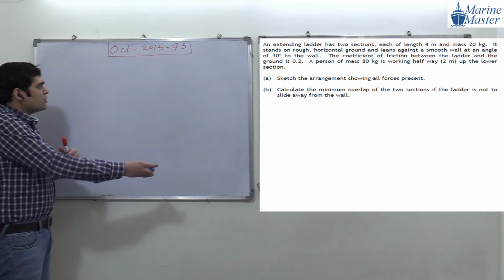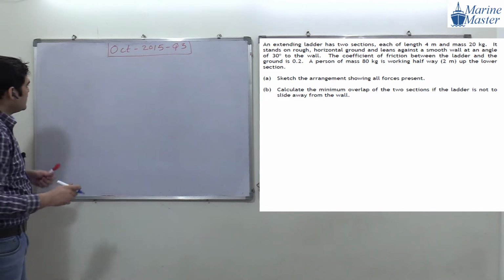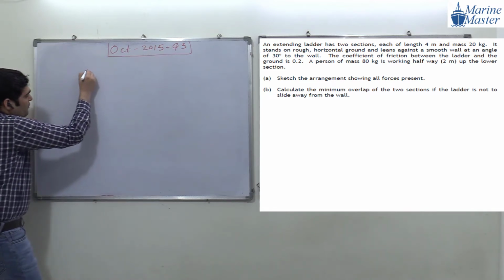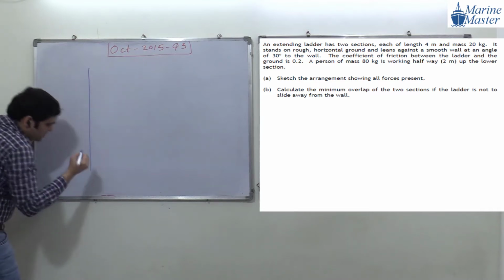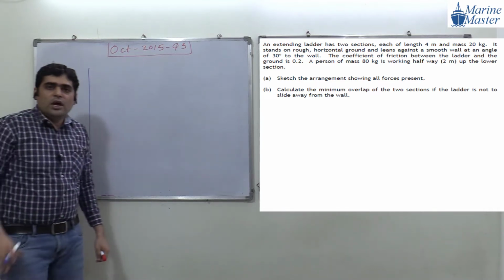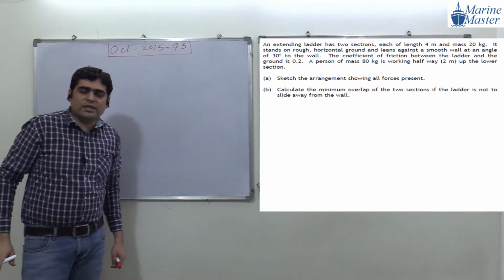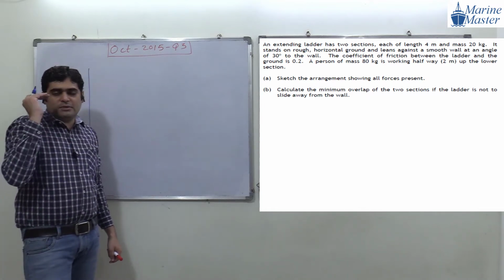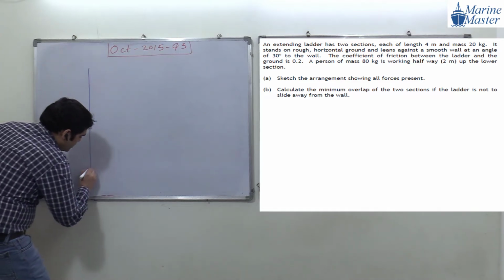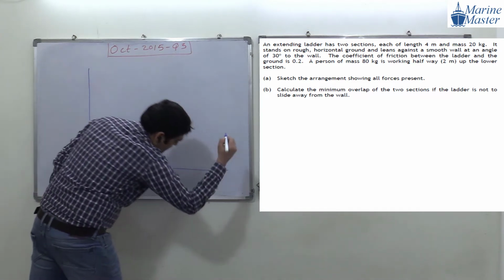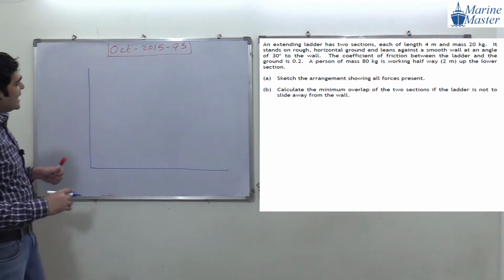So I am going to try to draw the ladder here. First of all, we are going to draw a vertical wall. This is a smooth vertical wall, and smooth means frictionless. Then we have a rough horizontal ground. Now here, the extending ladder.